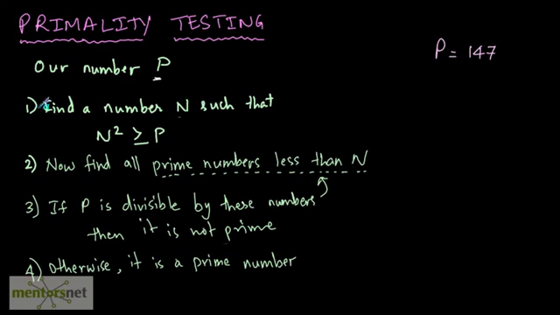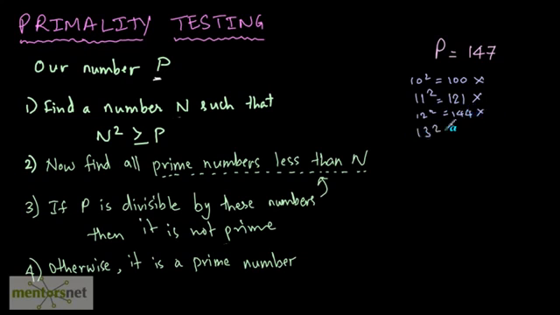The first step says to find a number n such that n squared is greater than or equal to p. So we have to find one such number whose square is greater than p. So let's find such a number. Let's start from 10. 10 squared is 100 and 100 is less than 147, so it's not going to work. 11 squared is 121, so that's also not going to work. 12 squared is 144. It's also not going to work because it's less than 147.